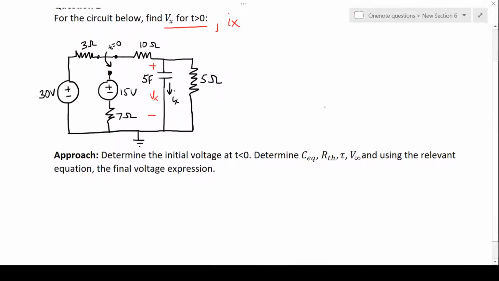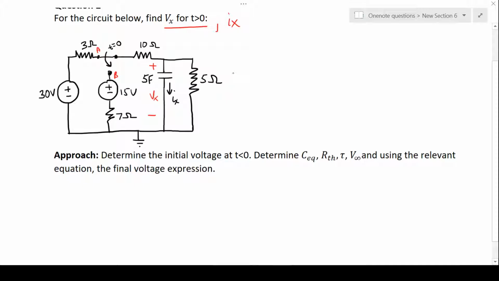Alright, so what type of response do we have? We can see that when t is smaller than 0, we've got a source connected, which will initially charge the capacitor. But when t is greater than 0, the switch shifts from this position, let's call this position A, and let's call this position B. It switches from position A to position B such that you still have a source connected to the capacitor.